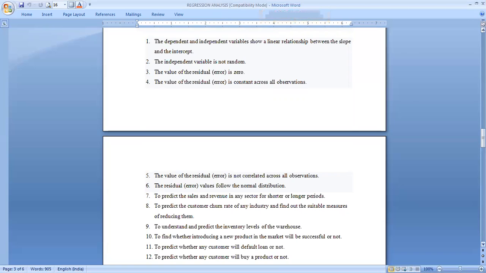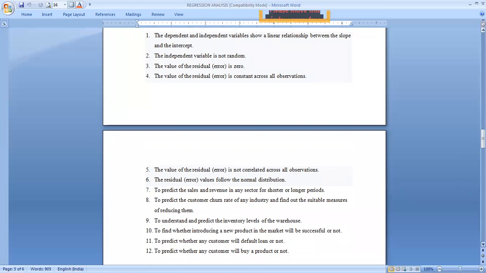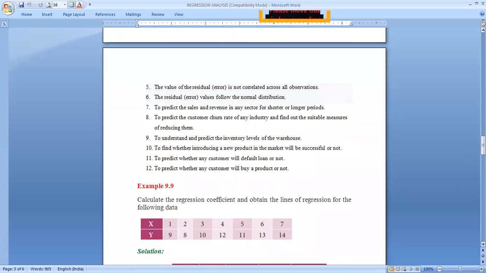and to predict the customer churn rate of any industry and find out suitable measures of reducing it, to understand and predict the inventory levels of the warehouses. So these are just some assumptions taken in the regression model. Regression analysis is a very important part of mathematics, and it is used in all the fields, and it is related with correlation analysis.